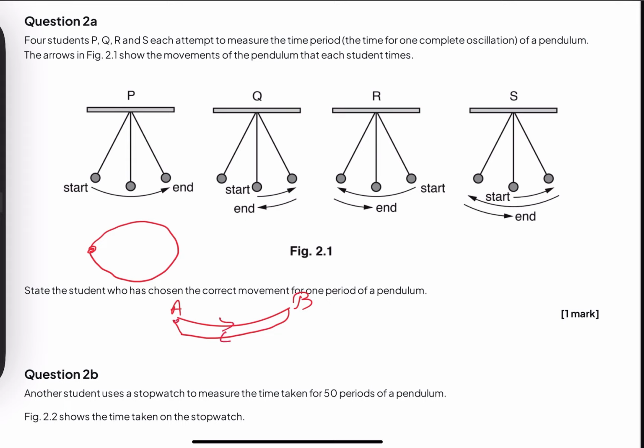Okay, this is one oscillation. So if you look at option S, it's going that way, then coming back, and then coming back again. So it's a complete oscillation. So it's option S.